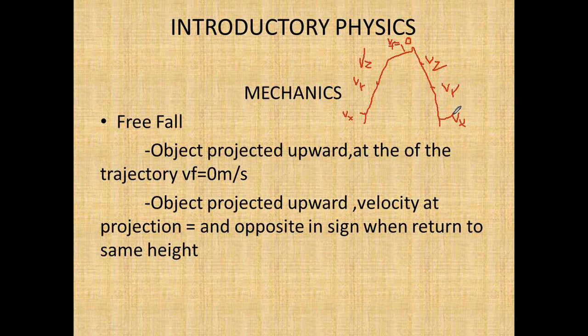So if you know these velocities at different points going up, you also know them coming down. It's just that the sign changes because of the change in direction. When we come to projectiles, we'll go over that in a little bit more detail, but that's what that is saying right there.